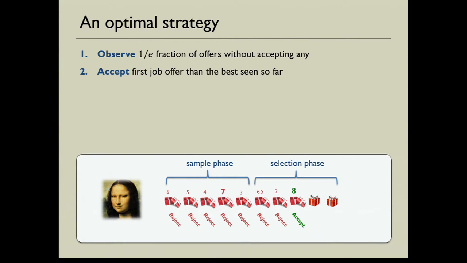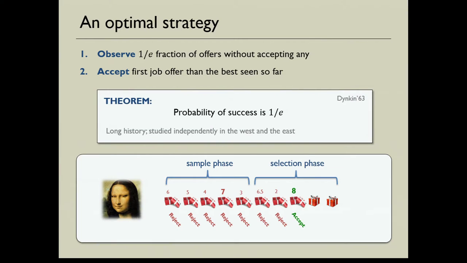If you're careful and you sample a 1/e fraction and do a careful analysis, you can see that the probability of success is 1/e. It's an old result by Dynkin in the 60s, and this is tight, so there's not much to do. But later on, we will see more general variants. We will still have a sample phase, and we will call the elements that are better than what we saw in the sample phase improving elements. So the 8 here is an improving element, and in the single-secretary problem you just select the first improving element.